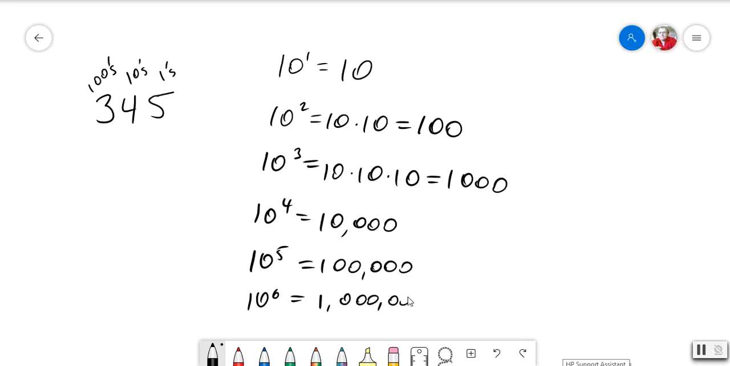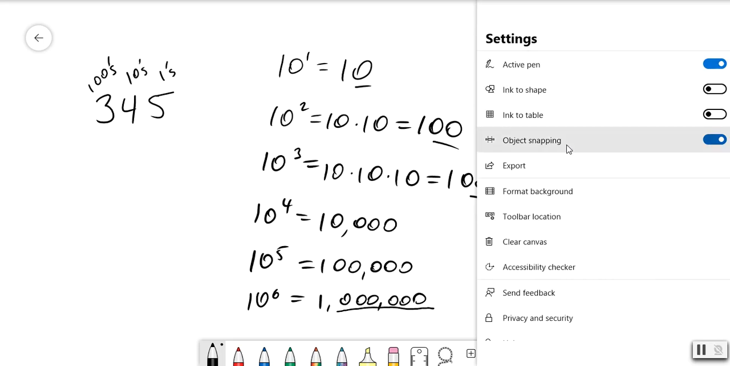One thing you might notice that is interesting here is that every single one of these powers ends up with the same number of zeros as the exponent. 10 to the first is 1, 0. 10 squared is 1, 0, 0. 10 cubed is 1, 0, 0, 0. 10 to the sixth is 1, 0, 0, 0, 0, 0, 0. And so that gives us a handle on an easier way that we can write very, very large or very, very small numbers.